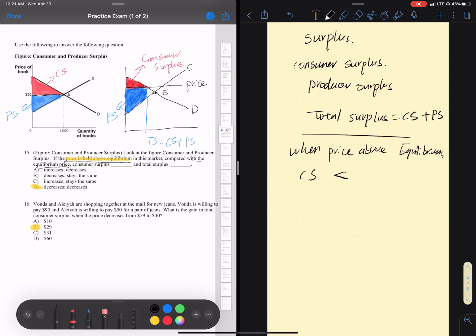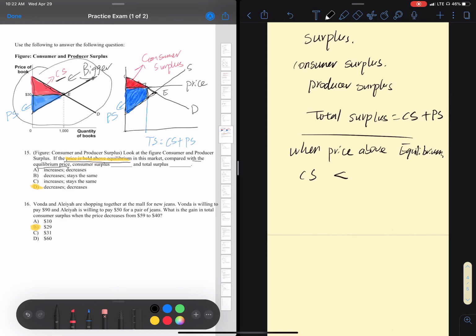And what about the producer surplus? Actually, you can't tell from here, but what about the total surplus? If you add this up, this triangle compared to this area, this one is bigger, right? Because you are losing this part, okay? So to compare the consumer surplus, this one will be bigger. If you compare the total surplus, this one will be bigger too.